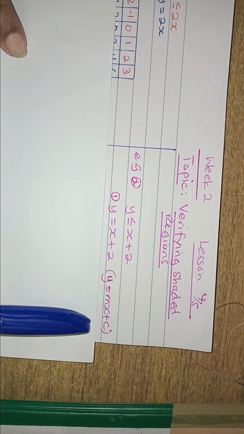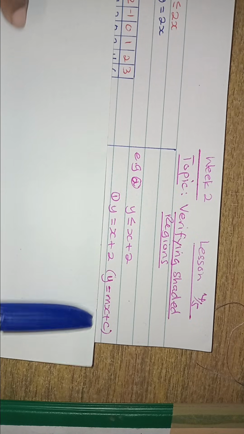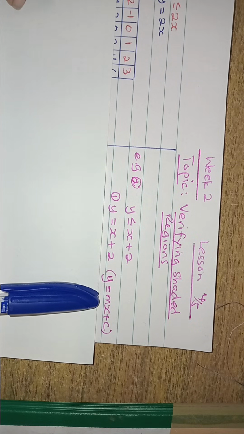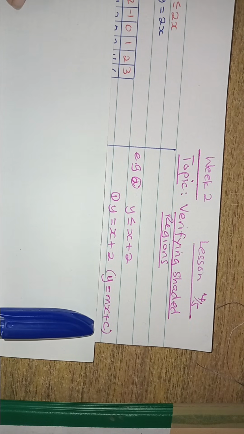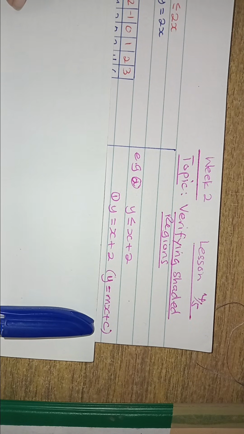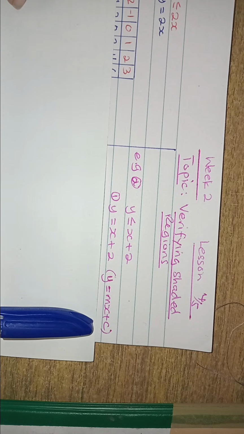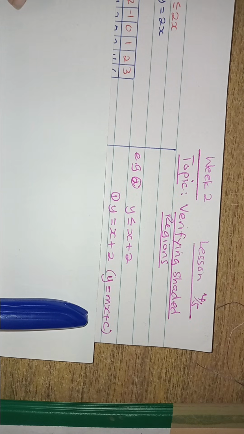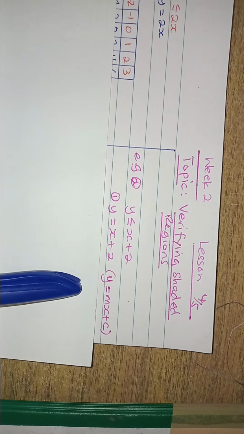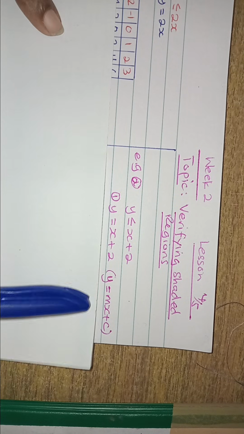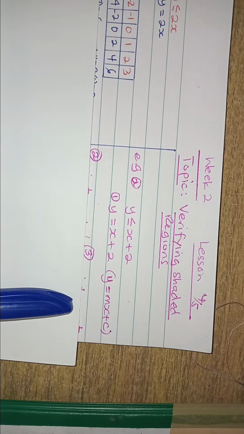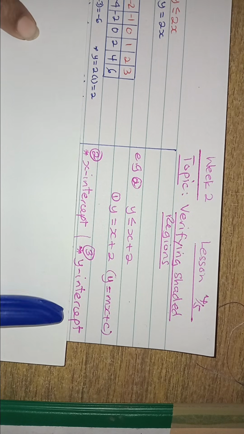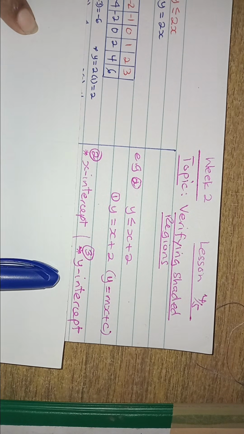Now this is a standard form for a straight line graph, where m is the gradient or the slope of the straight line, and c is the y-intercept. In the previous video, we used a table of values to plot our points and draw our graph. For now, we are going to just use the x-intercept and the y-intercept to plot our straight line. So how do we find the x-intercept and the y-intercept?